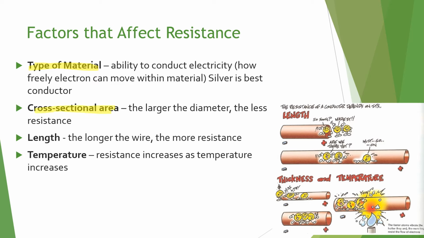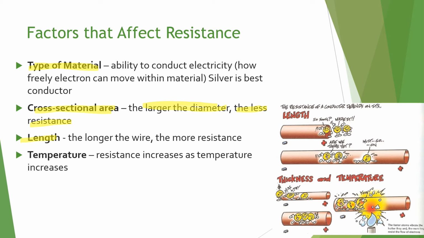Next is cross-sectional area. So the larger the diameter, the less the resistance. Okay, so as you increase the diameter of a conducting wire, resistance is going to decrease. Okay, if you decrease the diameter of a conducting wire, then that is going to increase the resistance.